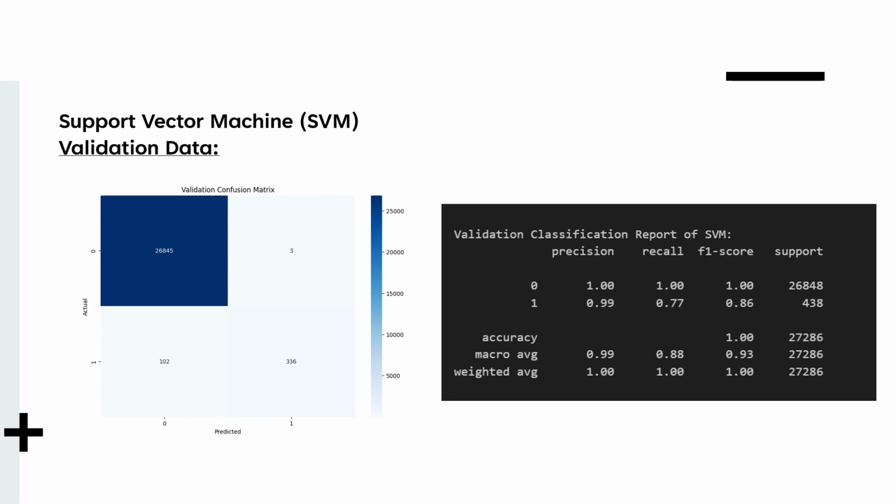The classification report for the support vector machine on validation data indicates that the accuracy achieved by the model is 100% on the validation data. The precision score for class level 0 is 100% and for class 1 level it is 99%. Therefore, in conclusion, the SVM model for both the training and validation data is showing a good performance.